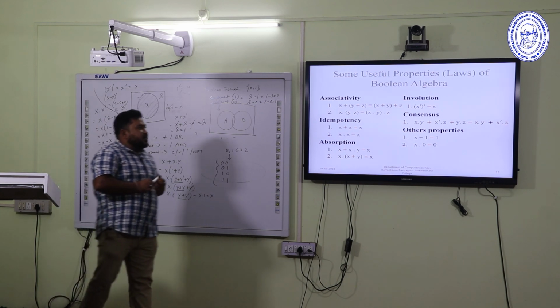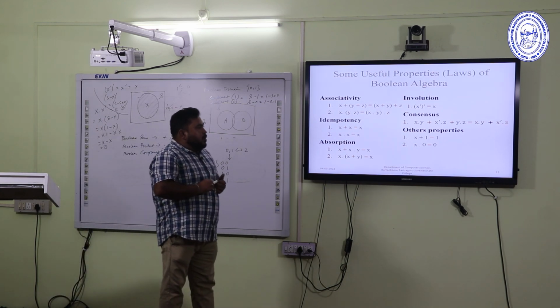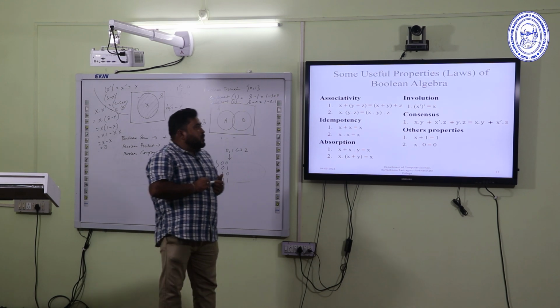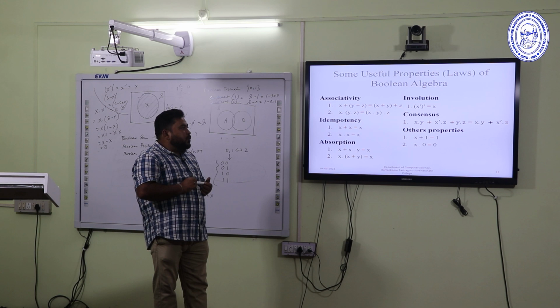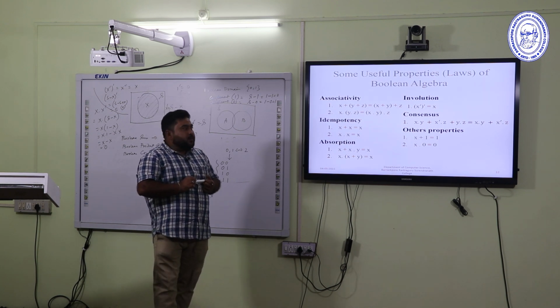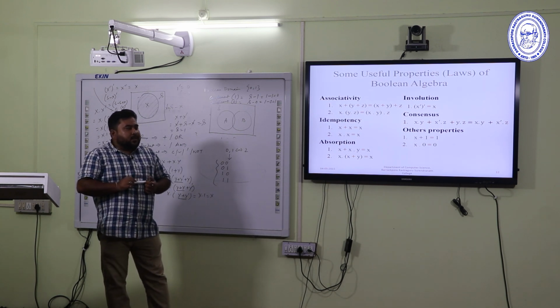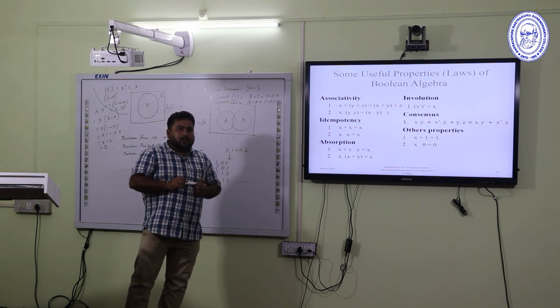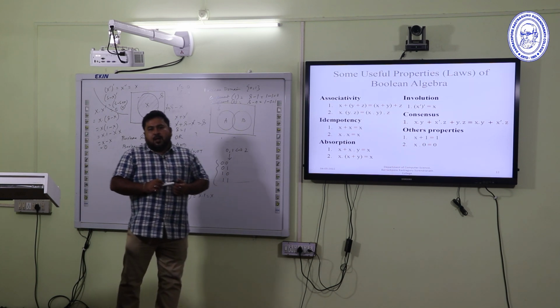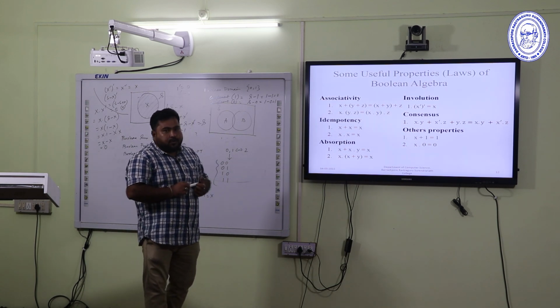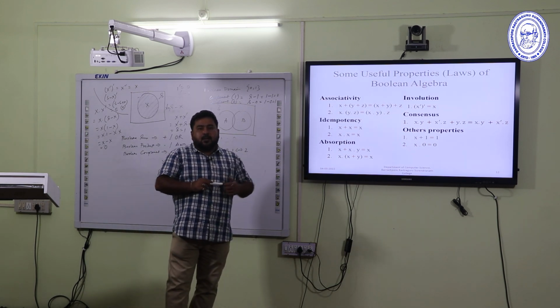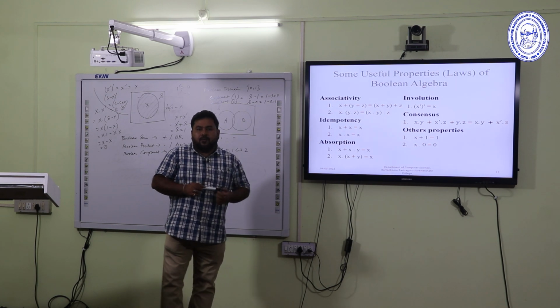Okay, so this is the involution formula, and next one is the consensus, that is xy plus x prime z plus yz, that is equal to xy plus x prime z, and other properties like 1 plus x is equal to 1 and x dot 0 is equal to 0. So those are the axioms or laws that we deduce from Huntington's postulates, and we can use this evaluation in the following sections.